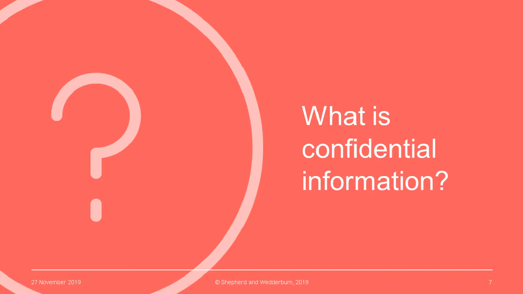To come within the definition of confidential information, three factors must be present. First, the information must have the necessary quality of confidence. Second, the information must have been disclosed in circumstances which show that there is an obligation of confidence. And third, there must be an unauthorized use or disclosure of that information.